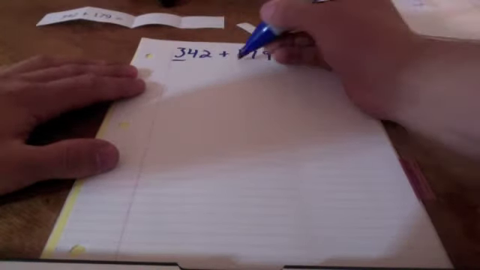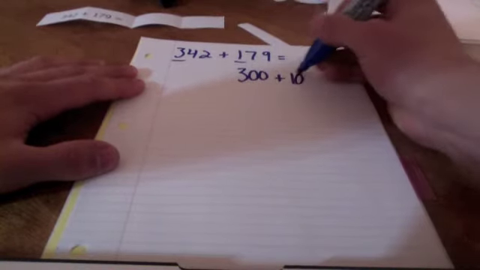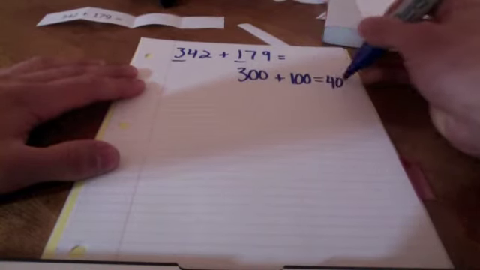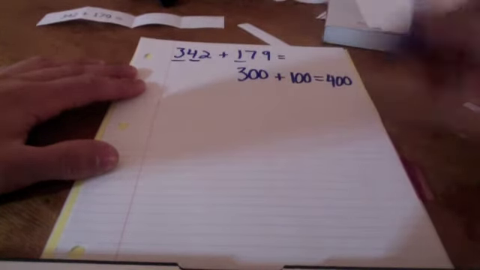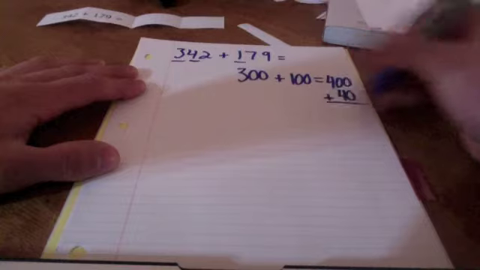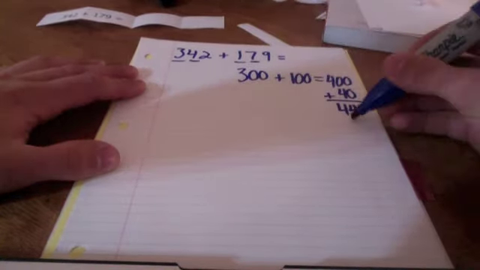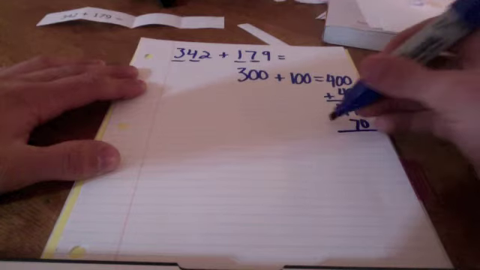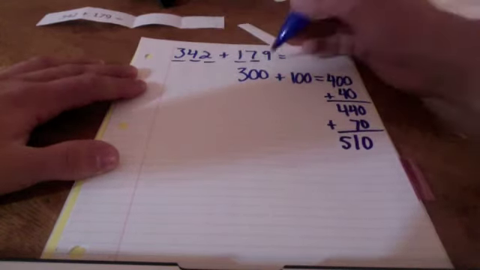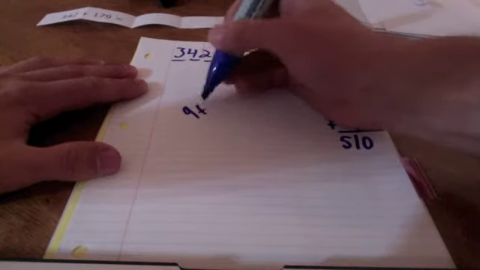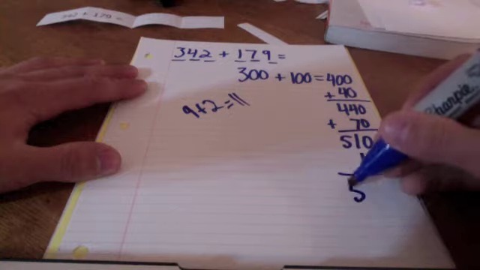You start with your 300 and your 100. Add those together. Keep it simple. You get a nice number like 400. Then you work with your tens. You got a 4, so that's a 40, right? So we add 40 to that. We get 440. Now the other side, we have a 7. That's for 70. That's in the 10 spot. Add those together. You get 510. What's left are the 1s, a 9 and a 2. Quick math, add 9 and 2 together, we get 11. We add 11 to the 510, we get our answer of 521.